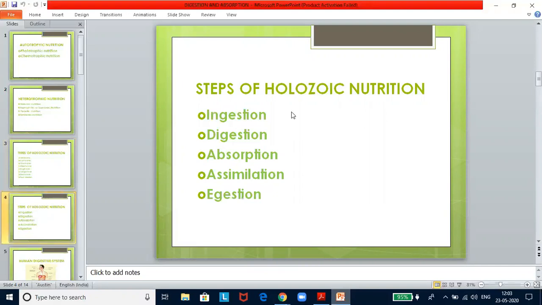Now let us look into the steps of holozoic nutrition. The 5 steps of holozoic nutrition are ingestion, digestion, absorption, assimilation, and egestion. Ingestion is the method of taking in of the food. Animals are variously adapted both internally and externally for ingestion of the specific type of food they take. Depending upon the gross size of the food, feeding in animals can be classified into microphagy and macrophagy. Now, digestion is the process of breaking down of complex food materials into small and simpler ones with the help of digestive enzymes.